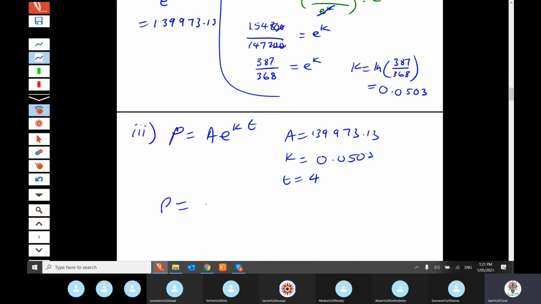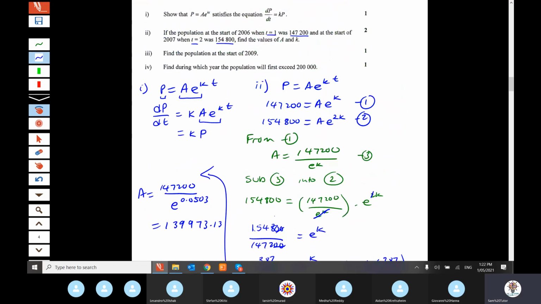So 139,973.13 e to the A times 4 gives 171,197. That's it. 2009.